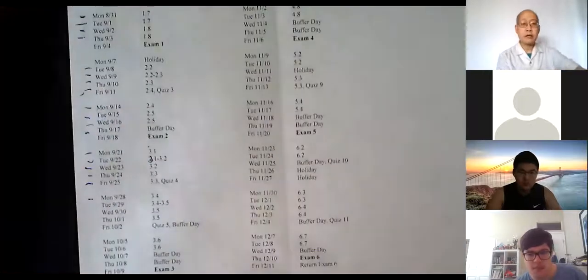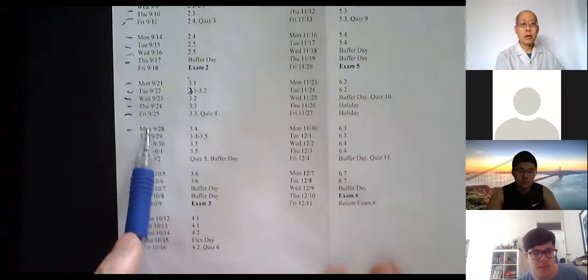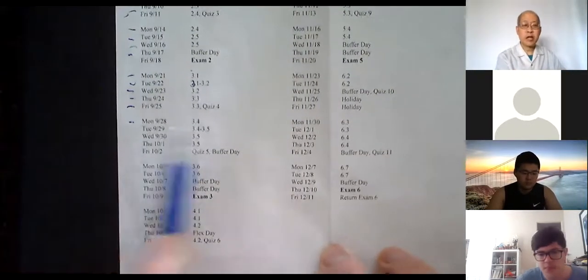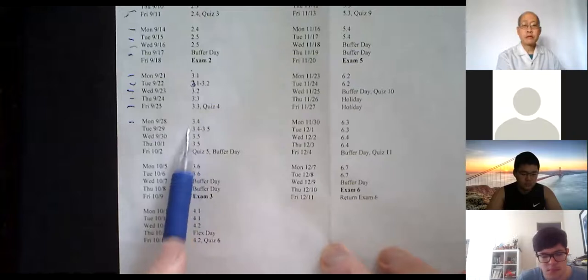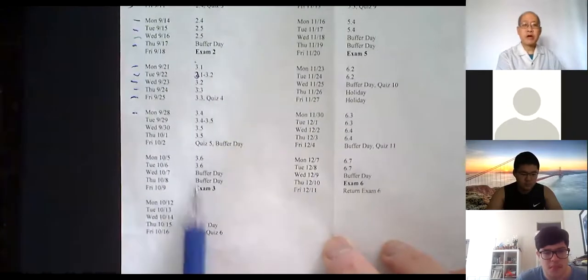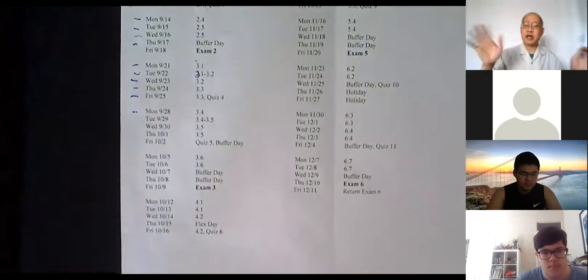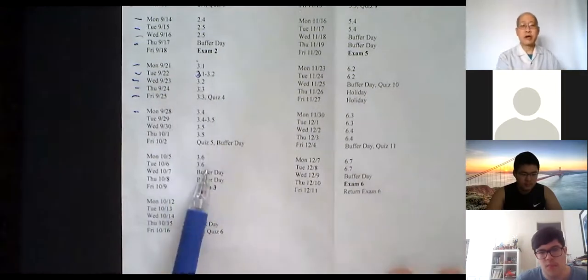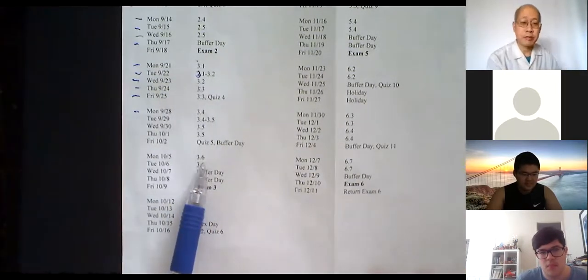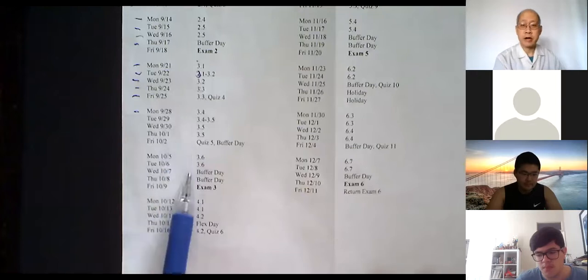Okay, so calendar. We're just about right on par. So here's today, the 28th, 3.4. I'm right on par, but we do have some buffer days at the end in case I fall behind. So again, buffer day doesn't mean a holiday. It means keep going in case something goes wrong. You know, my computer goes out, my internet goes out, I get sick or whatever, and there's extra days.